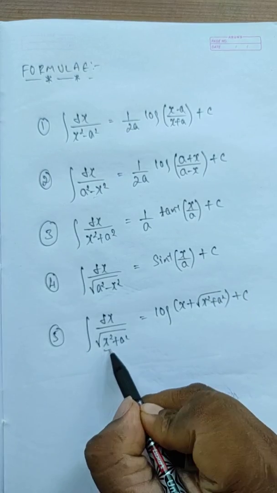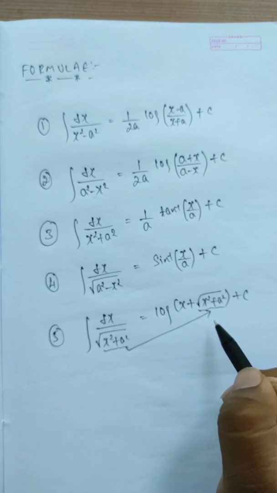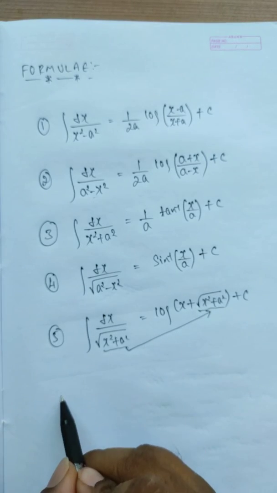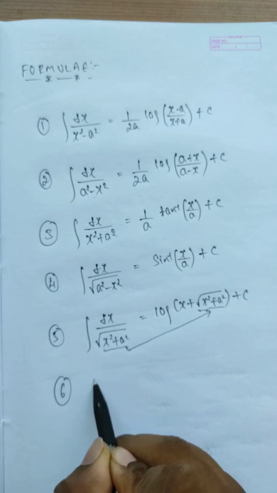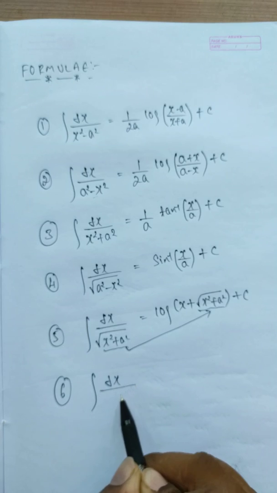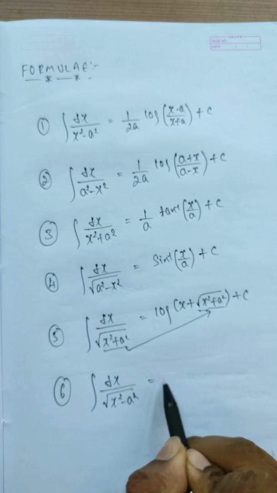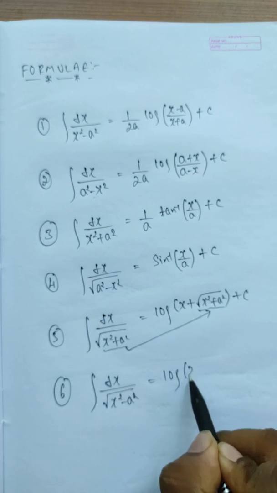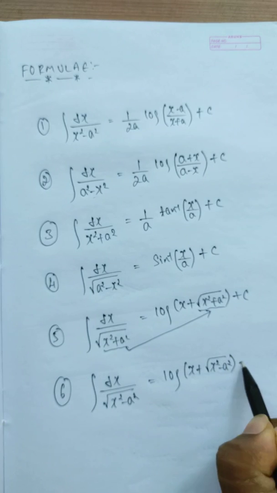So here root of x square plus a square is in the denominator, and the same term appears inside the log. Is it clear? Is it okay? Next, the sixth standard form we learnt: the integration of dx by root of x square minus a square is equal to log of x plus root of x square minus a square plus c.